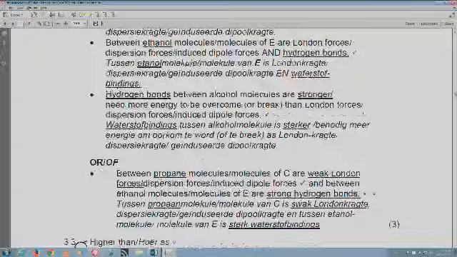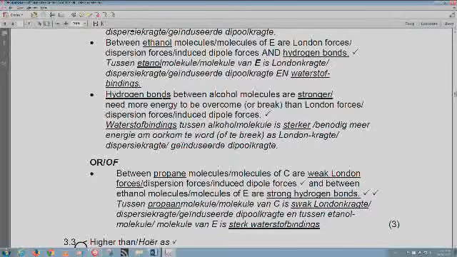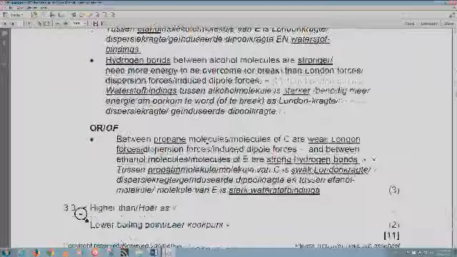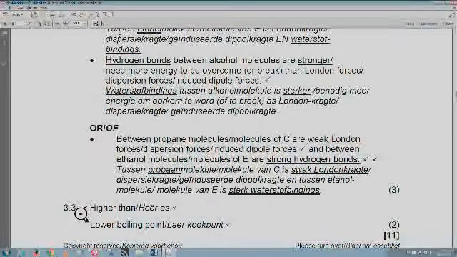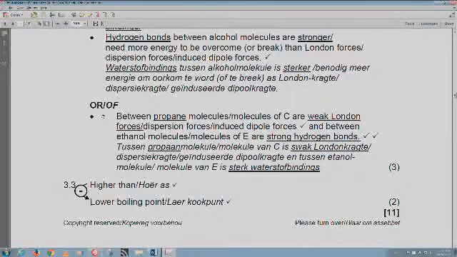Or instead of writing those steps in 3 different steps, the learner can just make one statement where all these 3 bullets are catered for in one. The learner can say, between propane molecules are weak London forces for 1 mark, and then between ethanol molecules are strong hydrogen bonds. So the 2 marks at the end, the 1 mark is for hydrogen bond, and then the other mark is for saying that hydrogen bonds are strong. Then the learner will get those 3 marks.